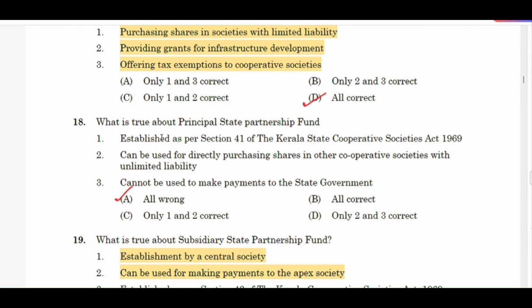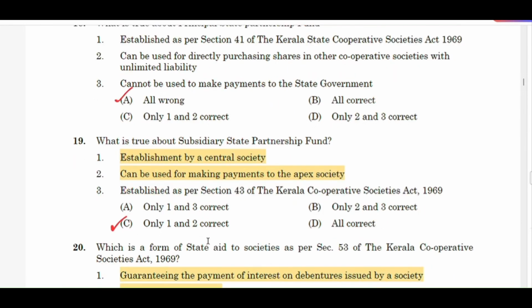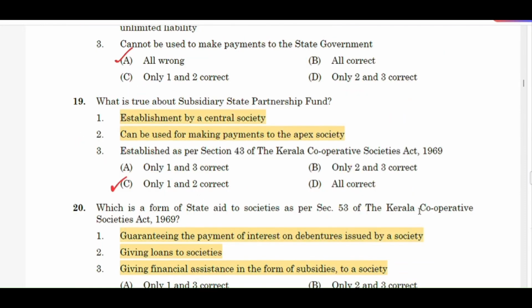Next question, what is true about Principal State Partnership Fund? Answer is option A, all wrong answers. Next question, what is true about Subsidiary State Partnership Fund? Answer is option C, only 1 and 2 correct. Establishment by central society can be used for making payments to the apex society.